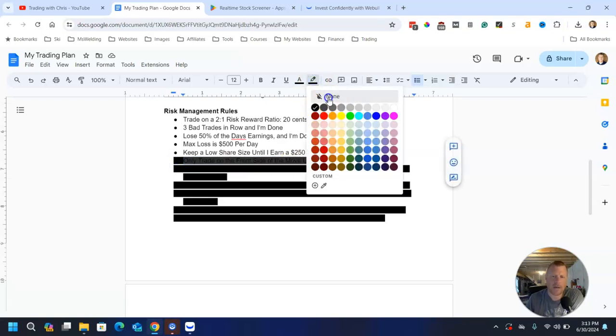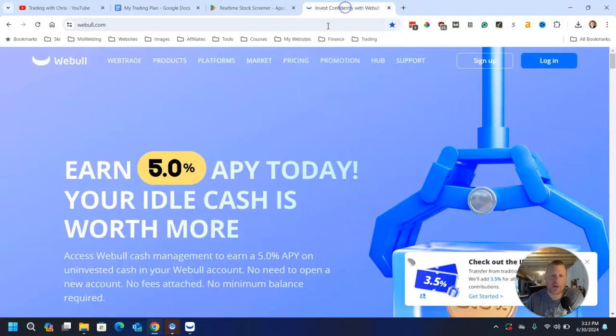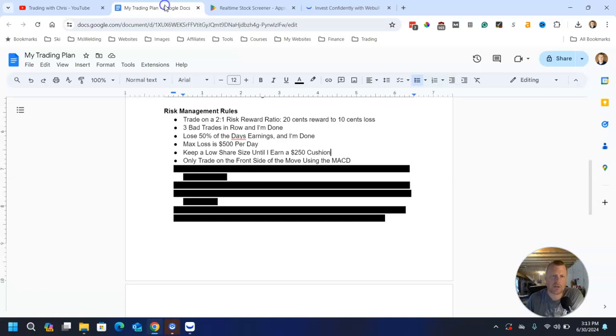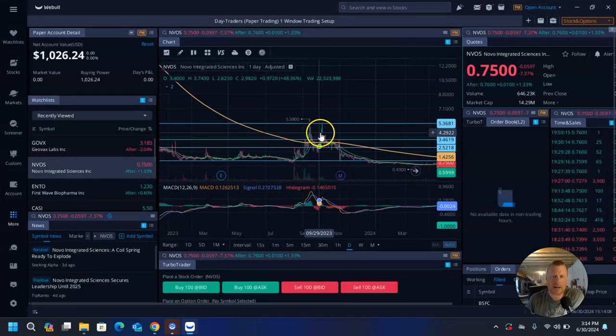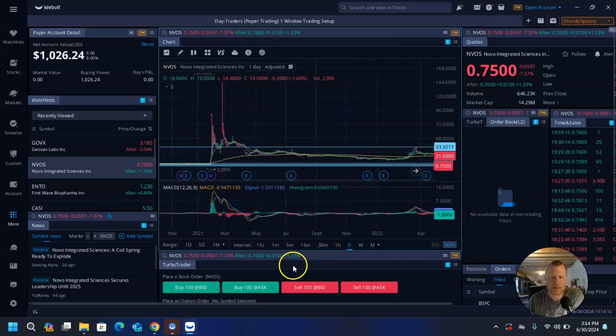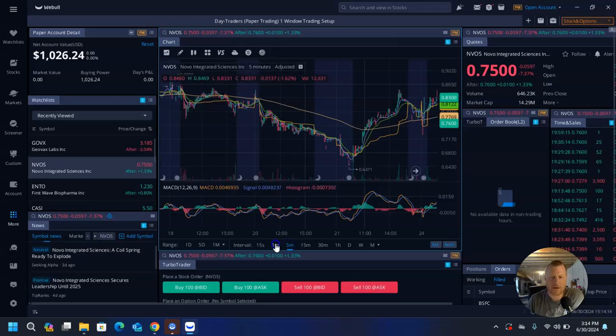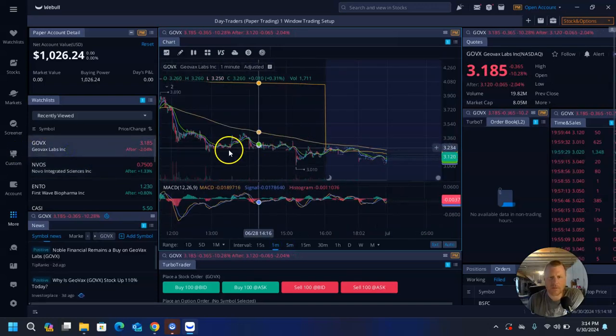All right, next, only trade the front side of the move using the MACD. If you're new to this, basically I'm a momentum trader. That's the trade I am trading. Let's go back to Webull here. I'll show you exactly what I mean. This was the daily trade. Let's go to our 1 minute chart. On GOVX might be the one I want to do there.